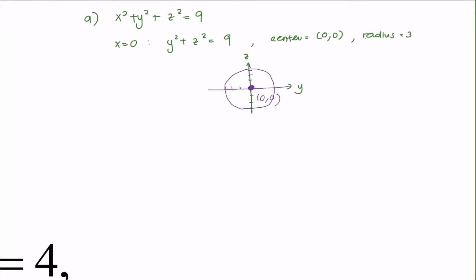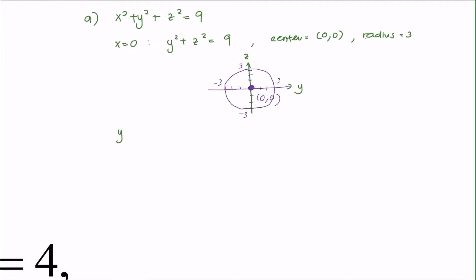Alright, so let's say this one is 3. So here is minus 3, here is minus 3, here is 3. So let's say this is the correct scale. So we'll have the circle.